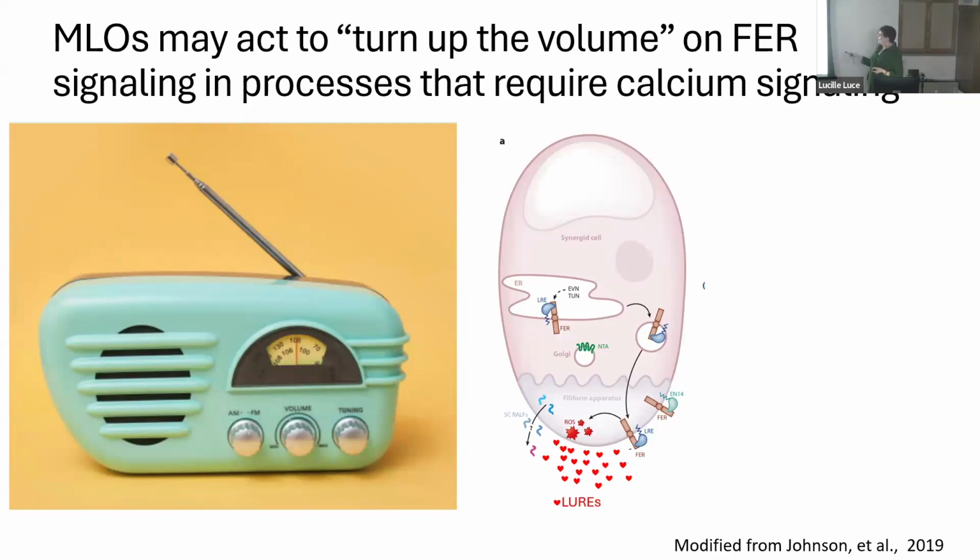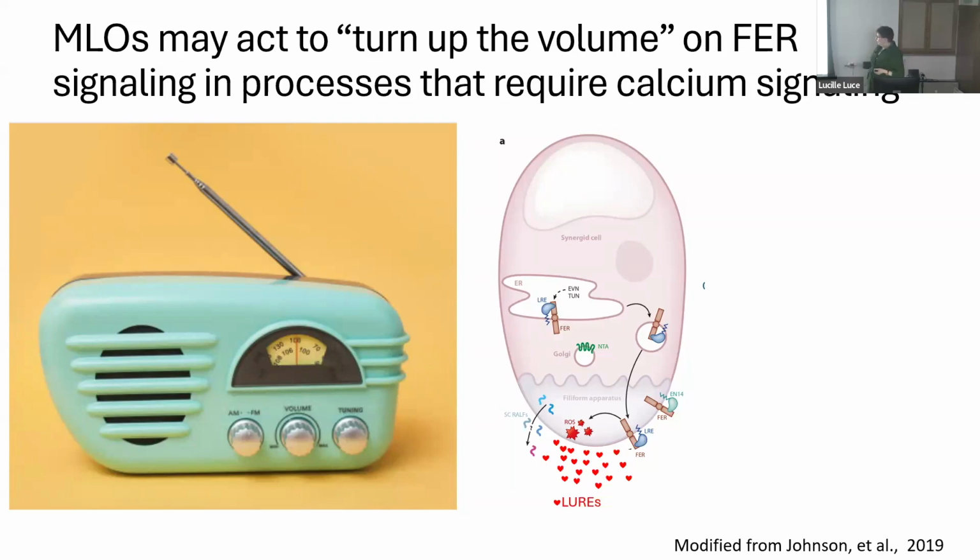What we think is maybe these MLOs are kind of acting like the volume knob on an old-fashioned radio, right? So you set your AM or FM band, and then you tune into a station, right? So that's maybe what Feronia is doing. It's helping to tune it in. And then we have these MLOs that are then able to turn up the volume so that you get the proper response happening. Why would you want to do this, right?